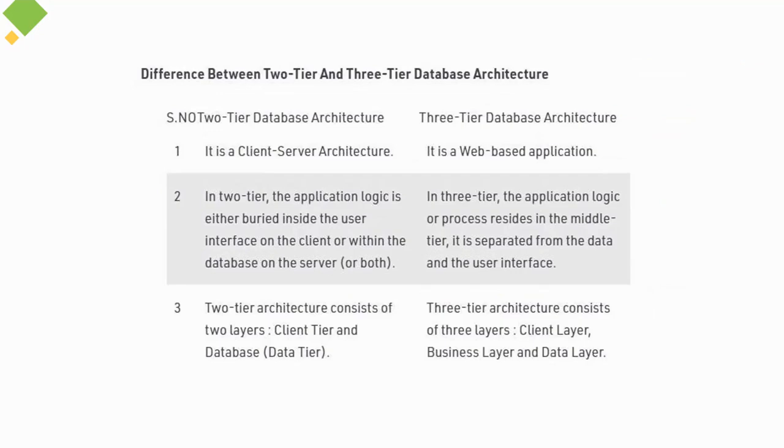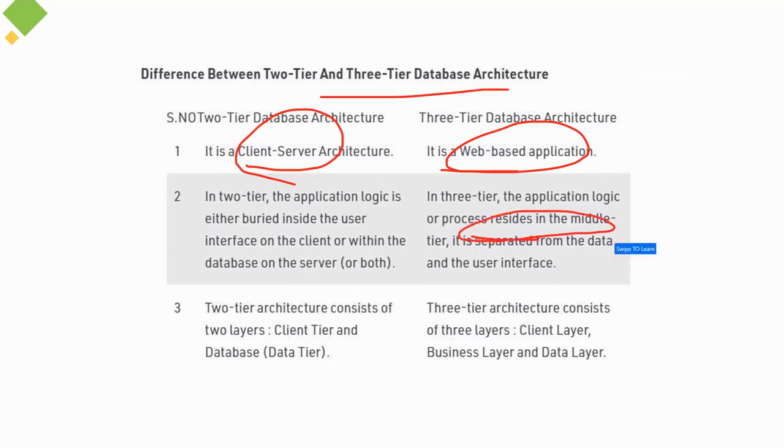The two-tier and three-tier architectures are the most used architectures we see. The two-tier is a client-server architecture, whereas the three-tier is web-based. The websites and apps we see all come under three-tier architecture. In two-tier architecture, application logic is buried inside the user interface or within the database, so we can see it on both sides. In three-tier, there is a middle tier which consists of the process logic. It's separated, and the user only sees the access, not how the functions work.